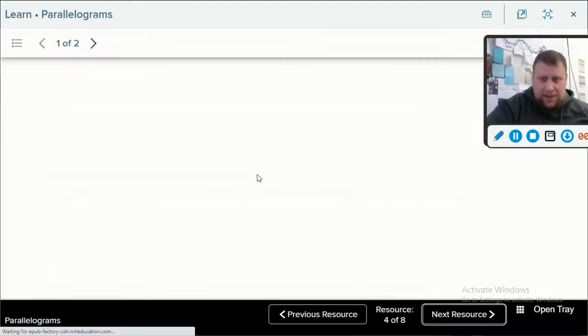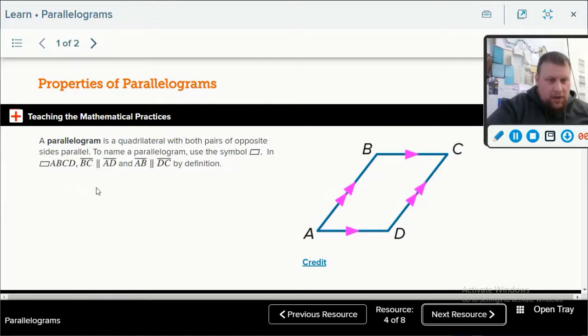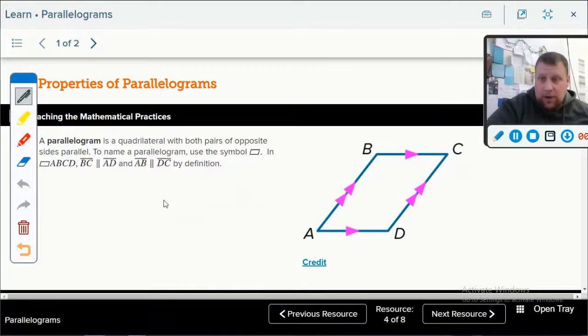Here's where we get into the good stuff. Properties of parallelograms. So a parallelogram is a quadrilateral that both pairs of opposite sides are parallel. To name a parallelogram, use the symbol, boom. So in other words, instead of writing the word parallelogram a whole bunch of times, just draw this symbol, okay? Much better than me with a mouse, though, please.